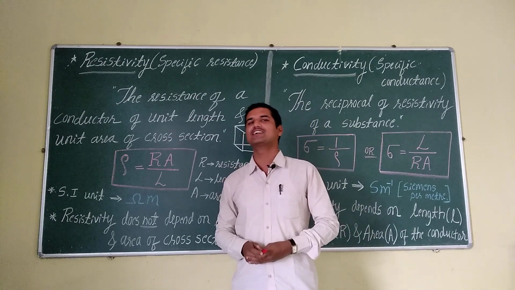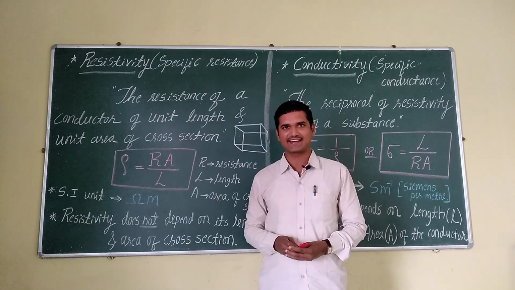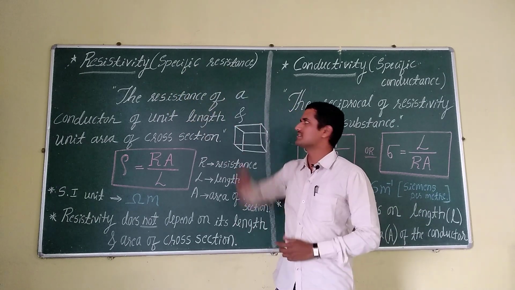In previous class we learned about the concept of resistance, right? Resistance means the opposition to the flow of the electrical current. And today the concept is resistivity, or it is also called a specific resistance.